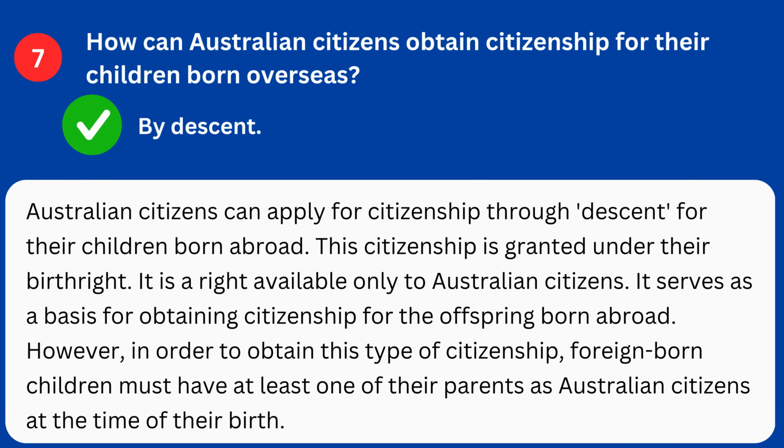The correct answer is Option C. By descent. Explanation. Australian citizens can apply for citizenship through descent for their children born abroad. This citizenship is granted under their birthright. It is a right available only to Australian citizens. It serves as a basis for obtaining citizenship for the offspring born abroad.